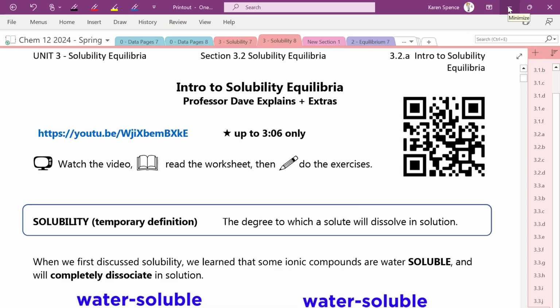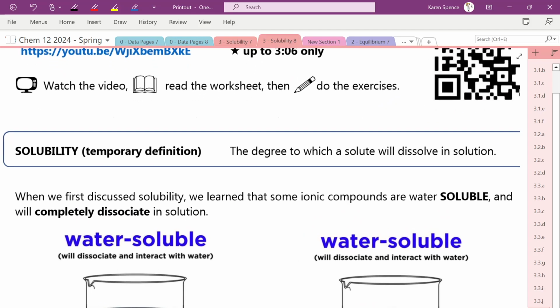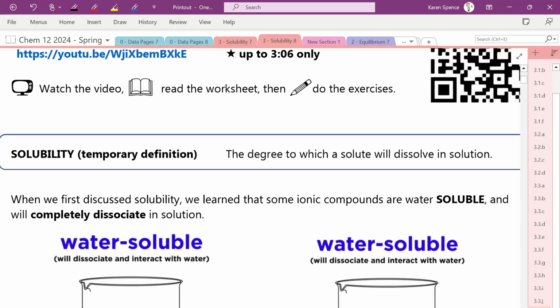Okay. So we're going to then go to this little handout that we got. Did everyone get one? Yes, good. All right. So solubility, this is a temporary definition. We're going to replace it with a better definition later. It is the degree to which a solute will dissolve in solution. How good is it at dissolving? It's its soluble ability. The solubility.